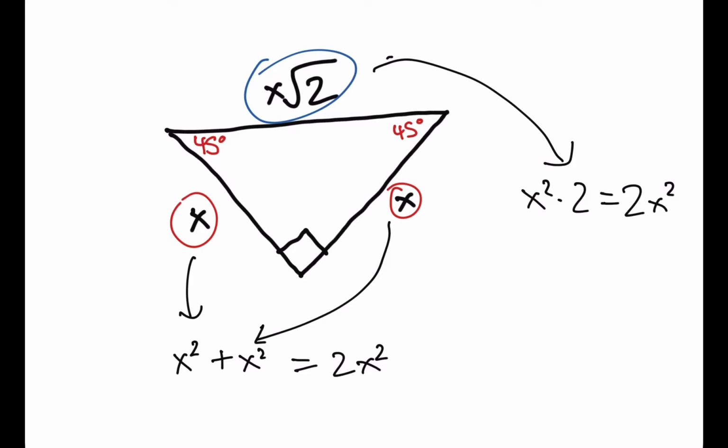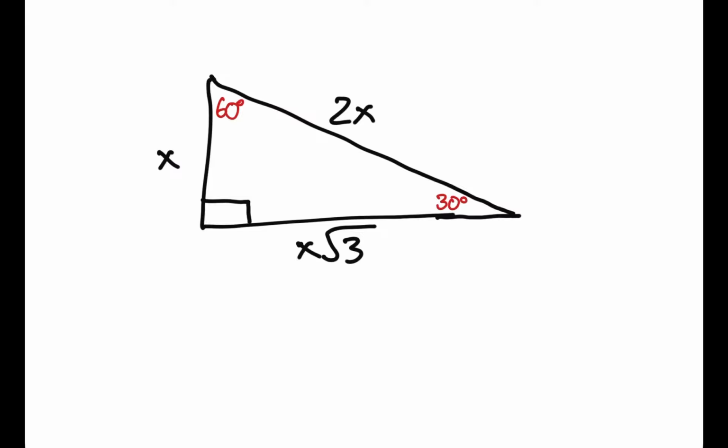Let's take a look at a 60-30-90 triangle next. Over here I've drawn a 60-30-90 triangle, and it's the same concept as a 45-45-90 triangle. Its angle measures 60, 30, and 90 correspond with their side lengths, which are x, 2x, and x root 3.